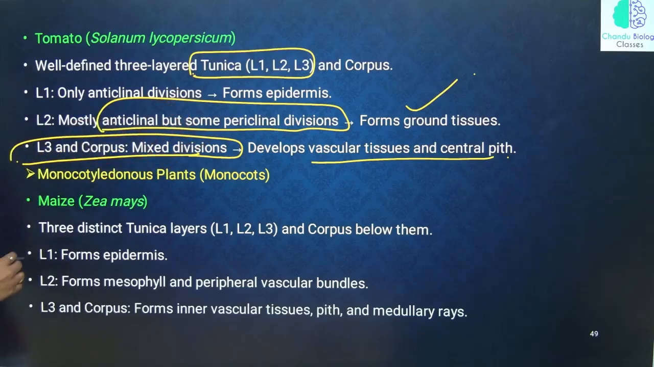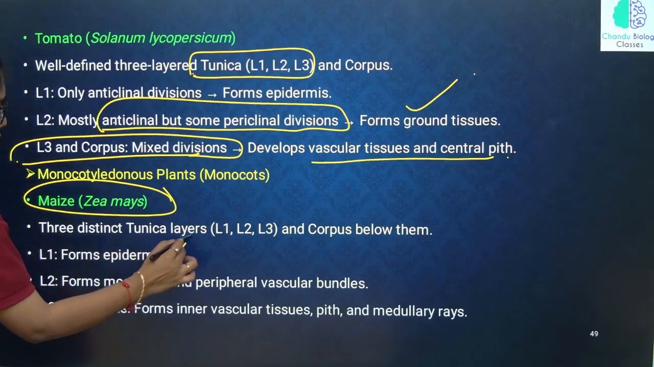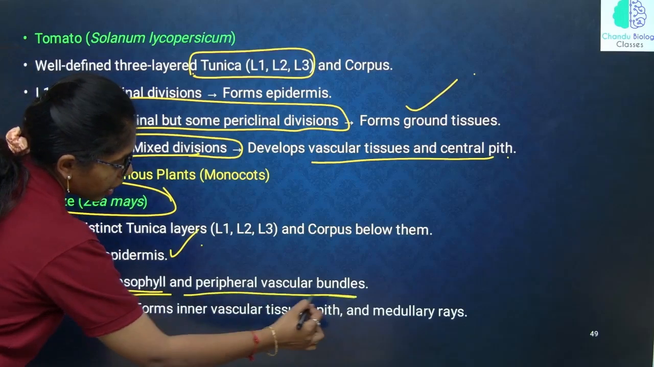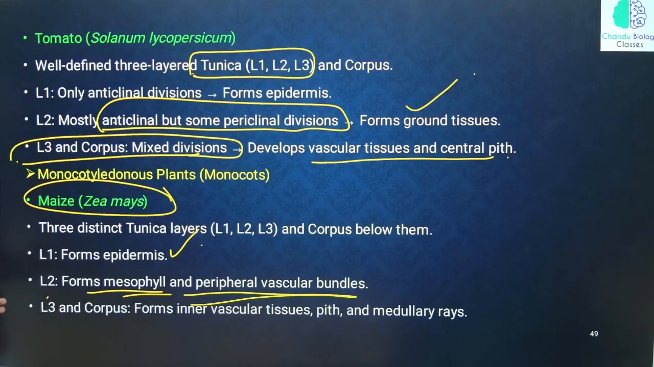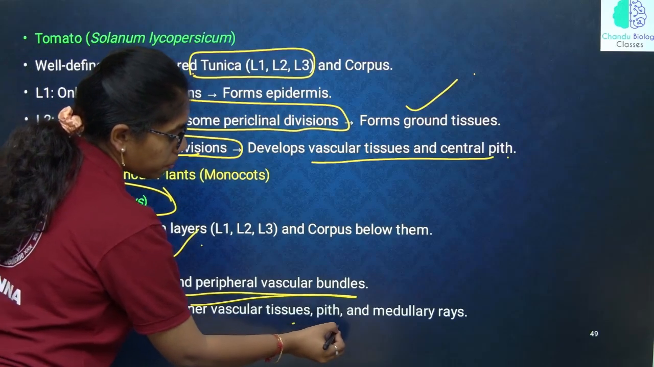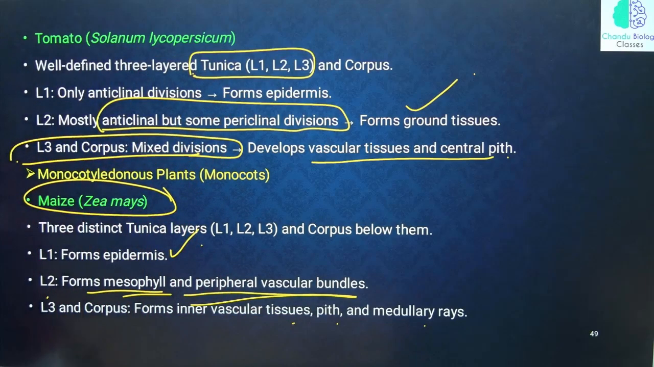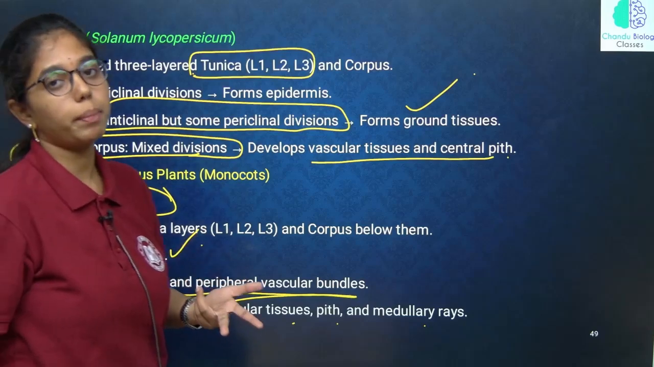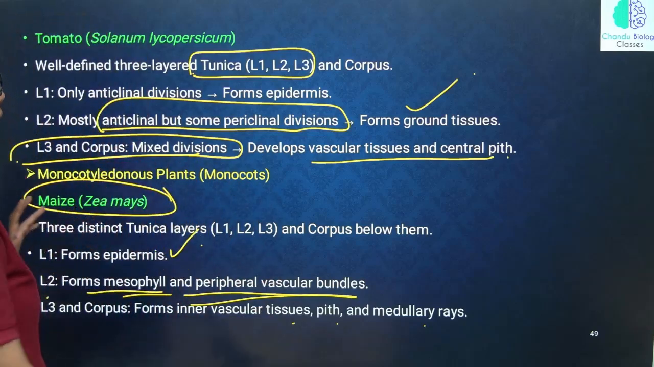Then comes to monocotyledon plants. Best example is maize, that is Zea mays. Same here, layer 1 forms epidermis, 2 will form mesophyll cells and peripheral vascular tissues, 3 forms vascular tissues, pith and medullary rays. What layer is forming which type of tissues by conducting what type of divisions, be it anticlinal or periclinal, this is most important.